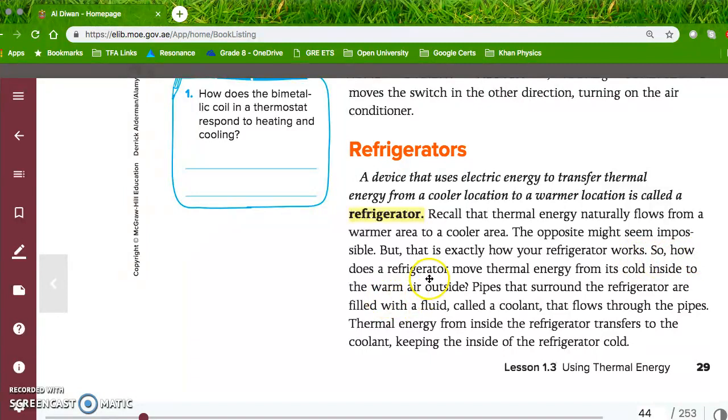So how does a refrigerator move thermal energy from its cold inside to the warm outside? Pipes that surround the refrigerator are filled with a fluid called a coolant that flows through the pipes. Thermal energy from inside the refrigerator transfers to the coolant, keeping the inside of the refrigerator cold.